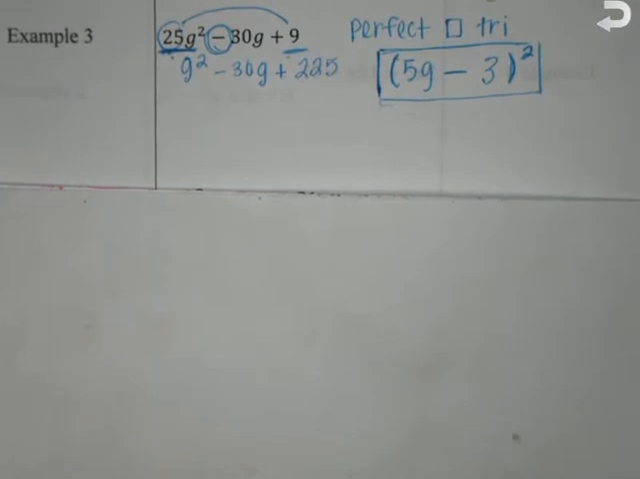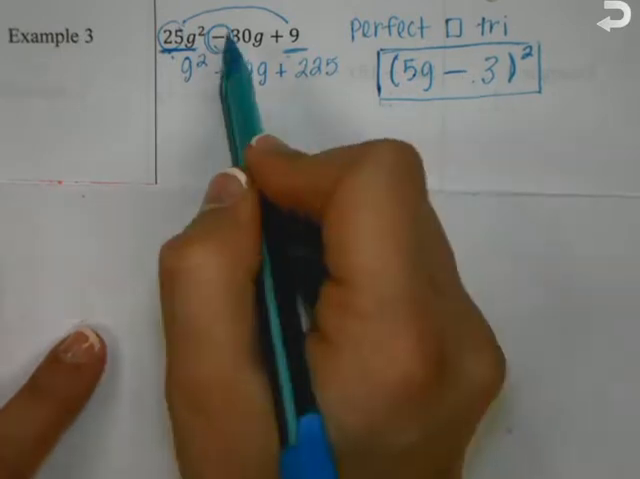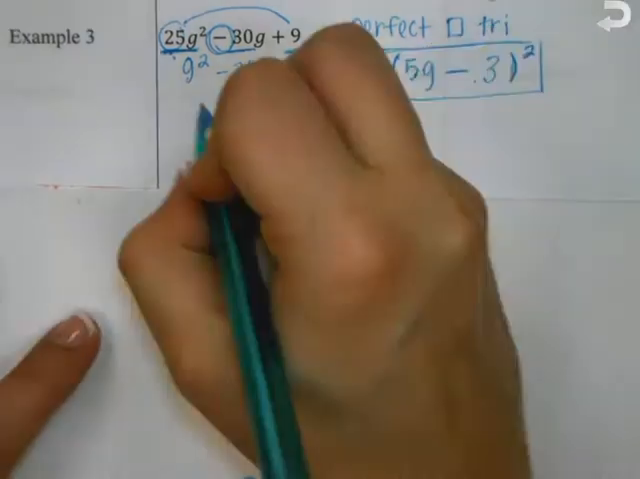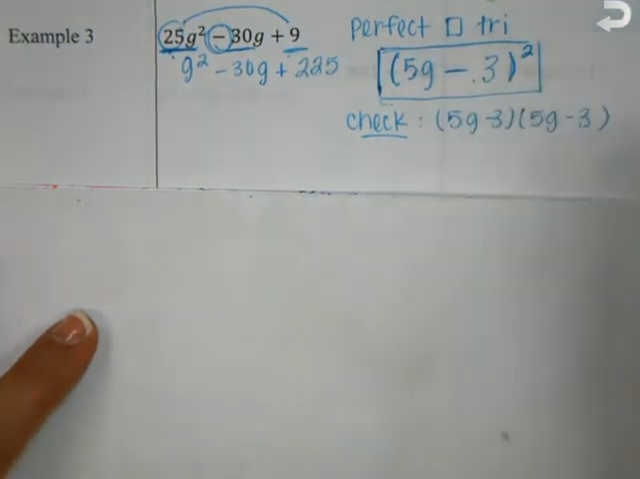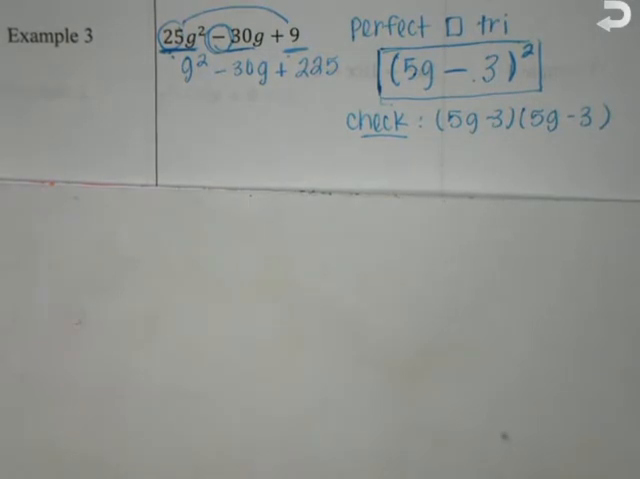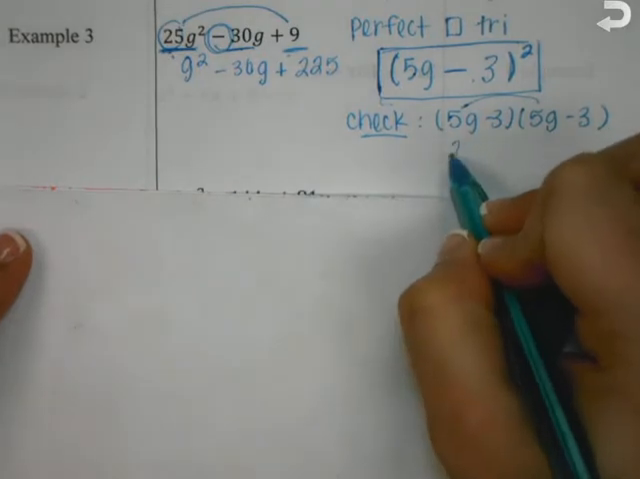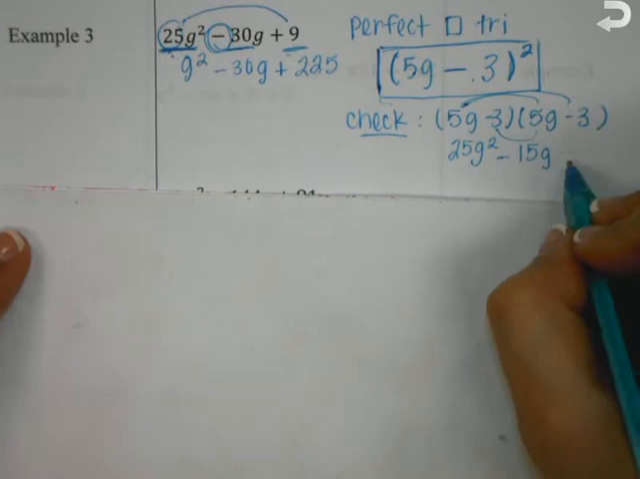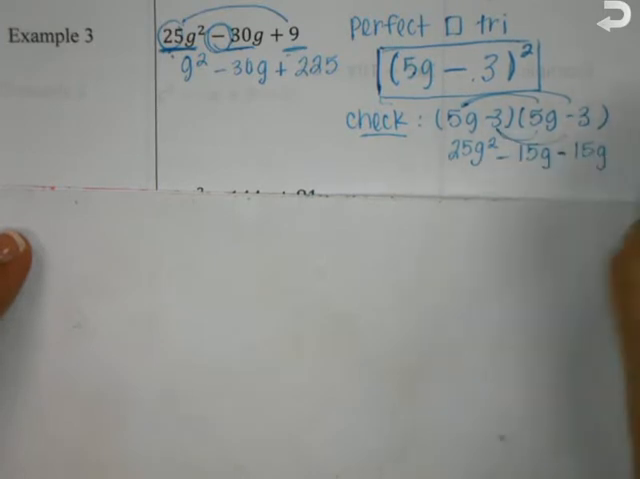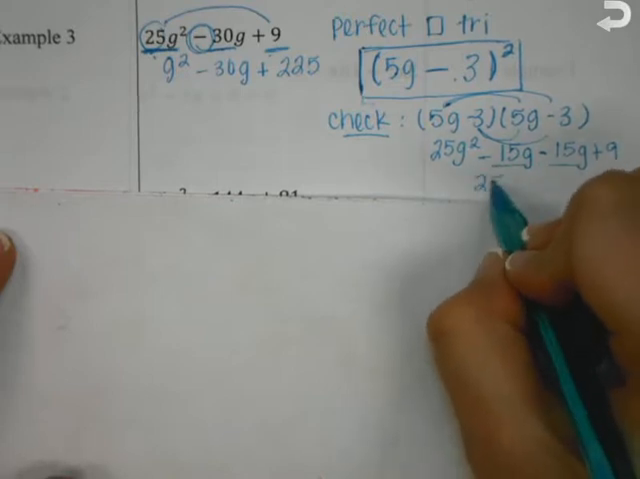Let's do a quick check. What's 5g times 3? 15g times 2 gives me 30. Now let's actually do the full check. Everyone needs to do this check in their notes. So we expanded it out. 5g times 5g gives me 25g squared. 5g times negative 3 is negative 15g. Negative 3 times 5g, negative 15g. And negative 3 times negative 3, positive 9. What's negative 15 minus 15? Negative 30. So that's going to be minus 30g plus 9. Is that what we started with? Yes.